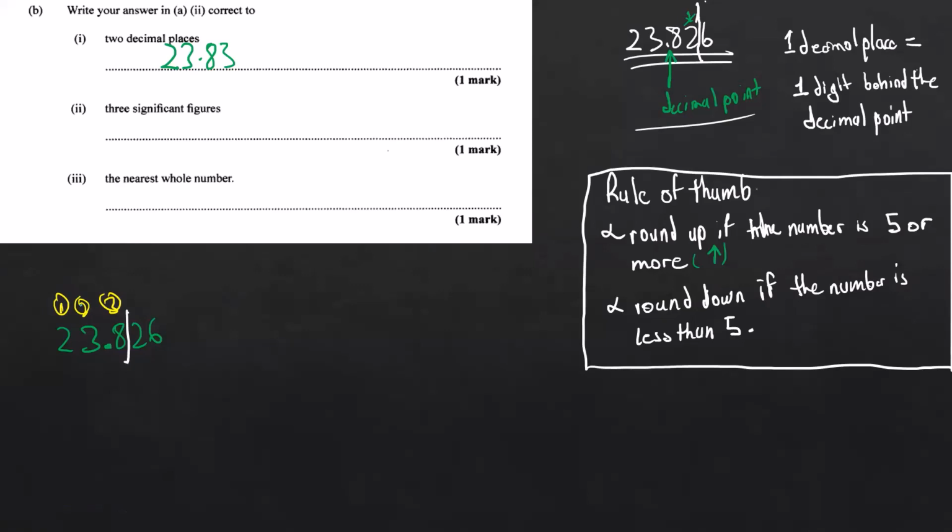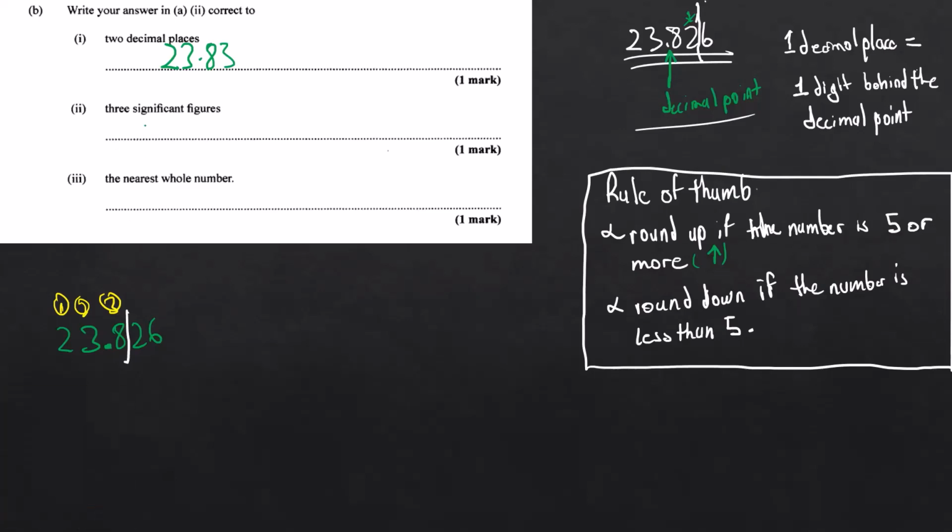We're stopping here. So it's 23.8. However, remember what you need to do, right? Always check the next value to see if you have to round up or round down. So the next value is 2, which is less than 5, which means we round down.